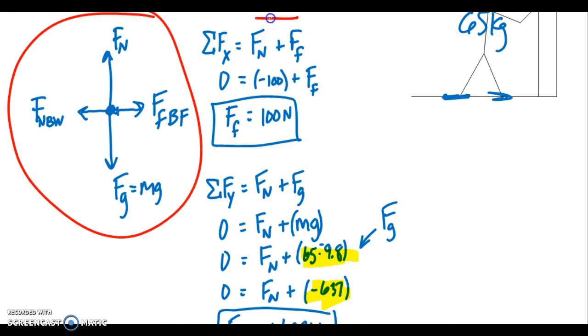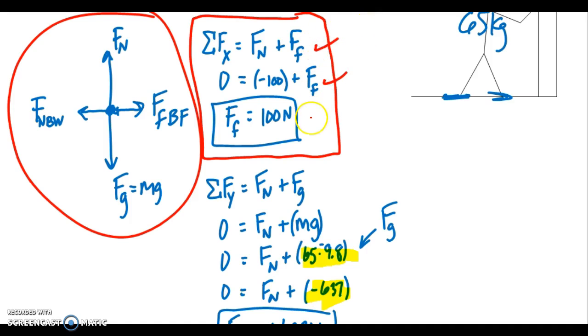And then the net force equations. Horizontal forces, there are some this time. And same process as above, write the net force equation with symbols. Put in the numbers where you can, you leave a symbol where you can't, and solve for the unknown. Friction force must be positive 100 newtons.